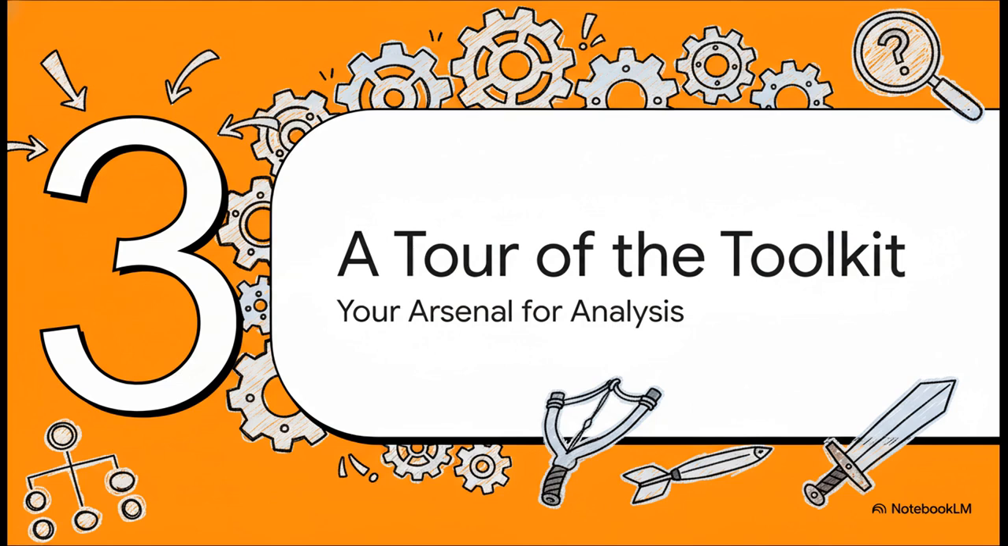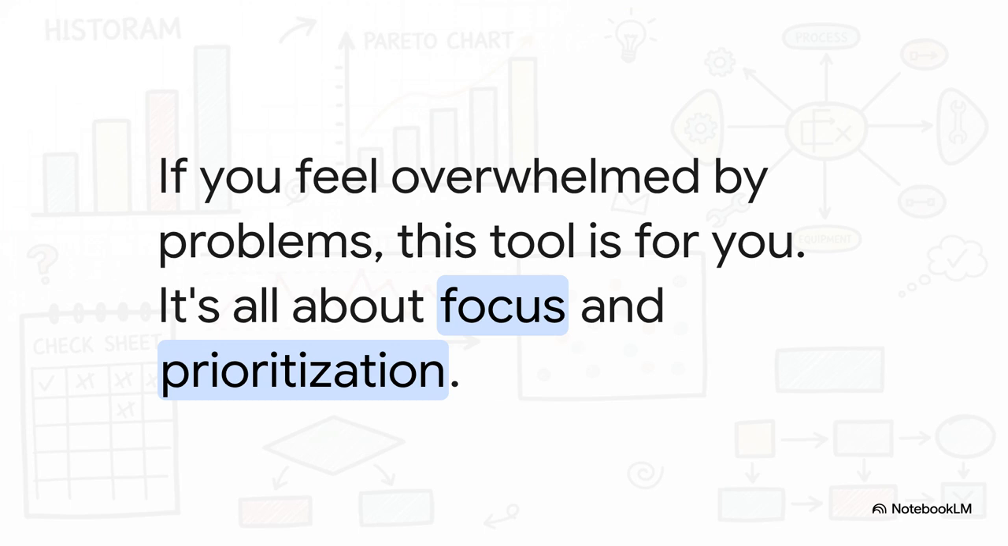All right, so what's actually in this famous toolkit? Well, it includes things like check sheets for gathering data easily, histograms to see how that data is spread out, and scatter diagrams to see if 2 things are related. For today, we're going to take a quick look at 3 of the most powerful weapons in this arsenal. First up, the Pareto chart.